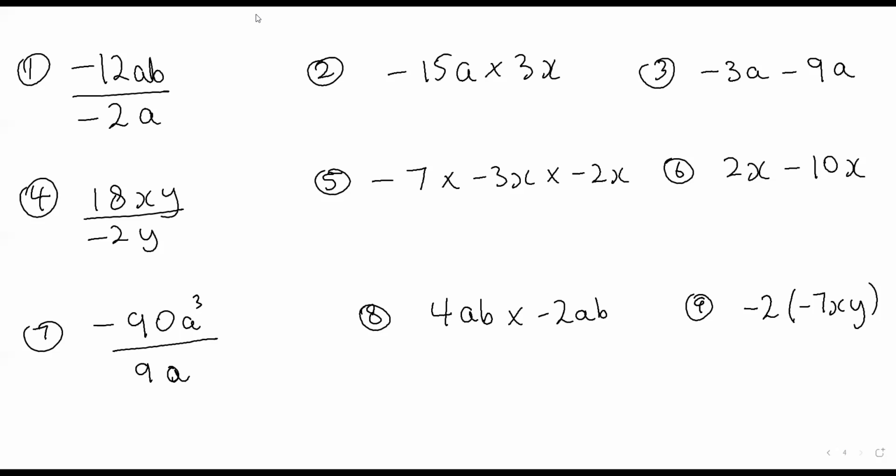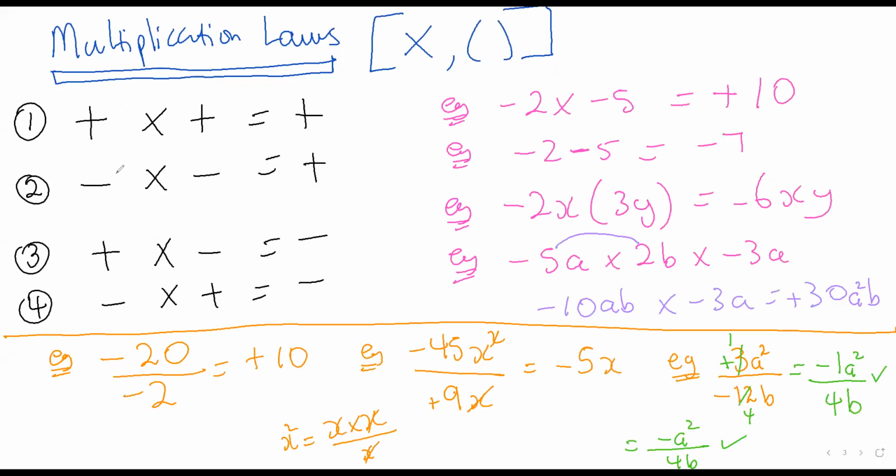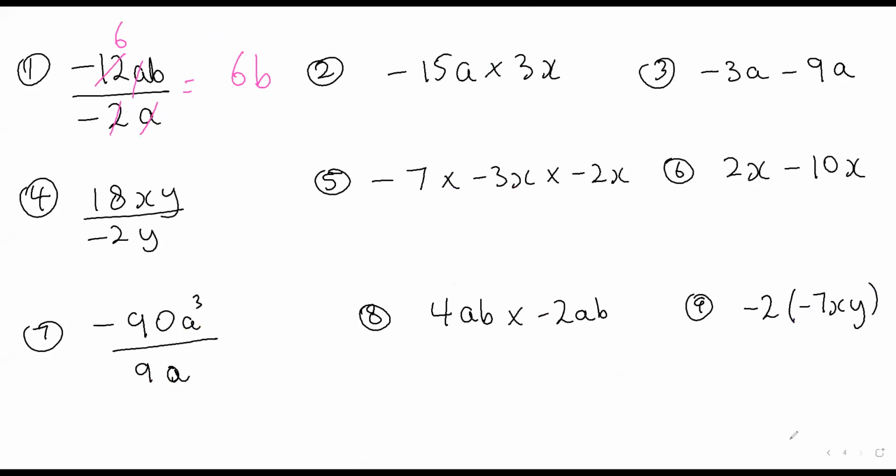So the first one here, we're going to use the division laws for sure. Why? Because we see a division sign. We cancel off here, A cancels off A. 2 into 2 is 1, 2 goes into 12, 6 times. The B remains, the B doesn't cancel off anything, so the answer is 6B. And the sign: negative divided by negative follows the same rule as negative multiplied by negative, which is positive. So the answer is positive 6B, or just 6B.